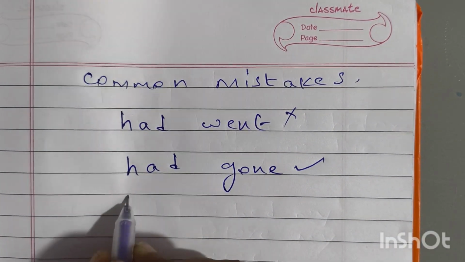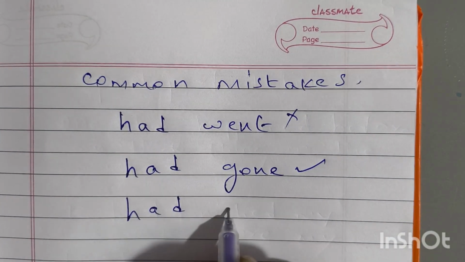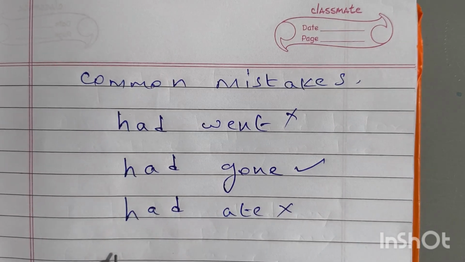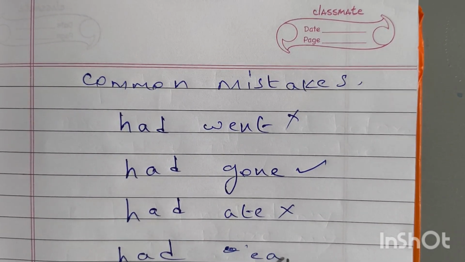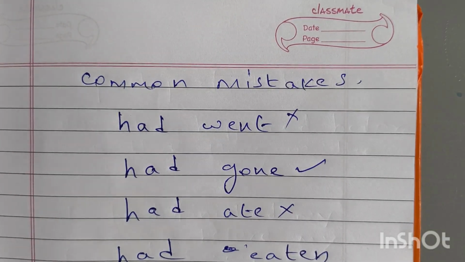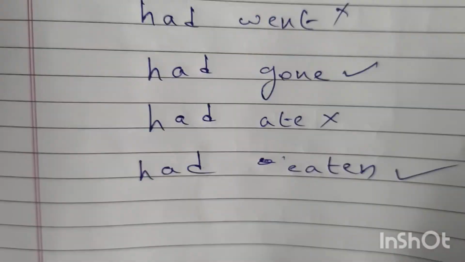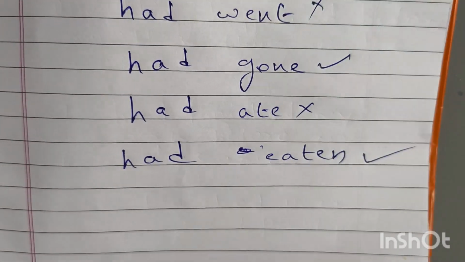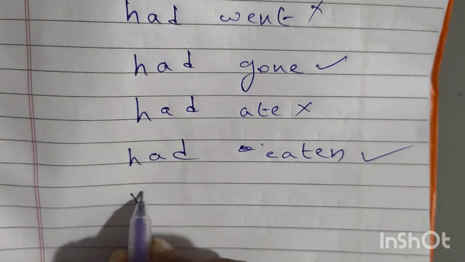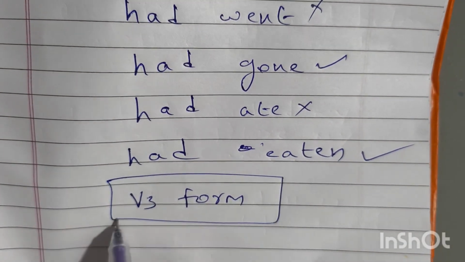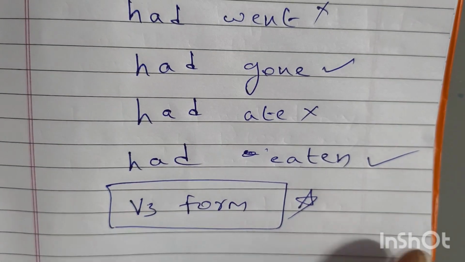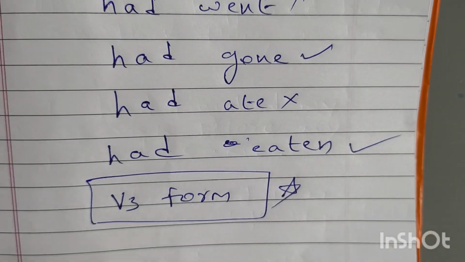Again, we should not use had ate. We should use had eaten. What we should use? Had eaten. Okay, this is correct. Okay, so we should always use V3 form. Which form we should use, children? V3 form. This is most important. That is had gone, had eaten. Okay, example we'll see now.